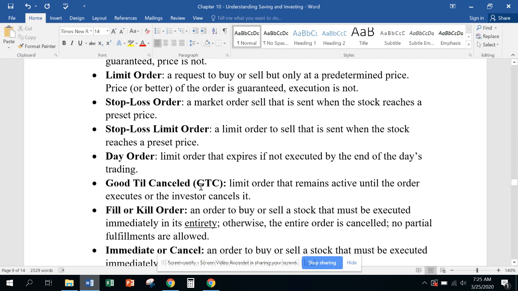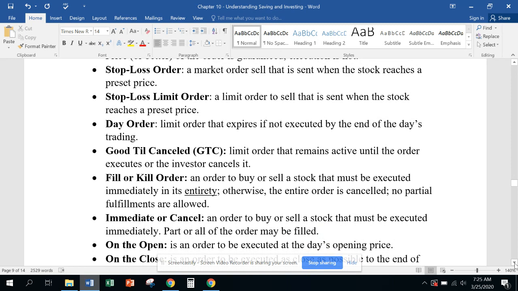And I'm going to leave that order in the system until I go in and cancel it. Now, you can set a date or you can go in and manually cancel it if you don't want to execute the position. Okay, now there's other types of parameters you can put on a trade.